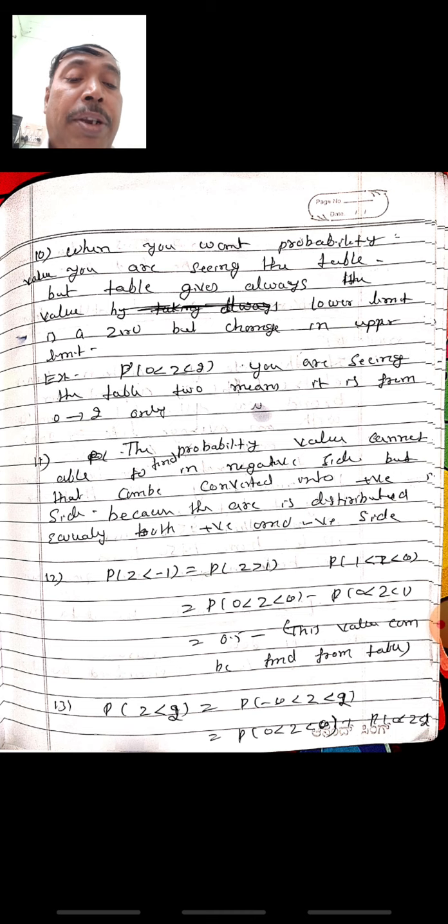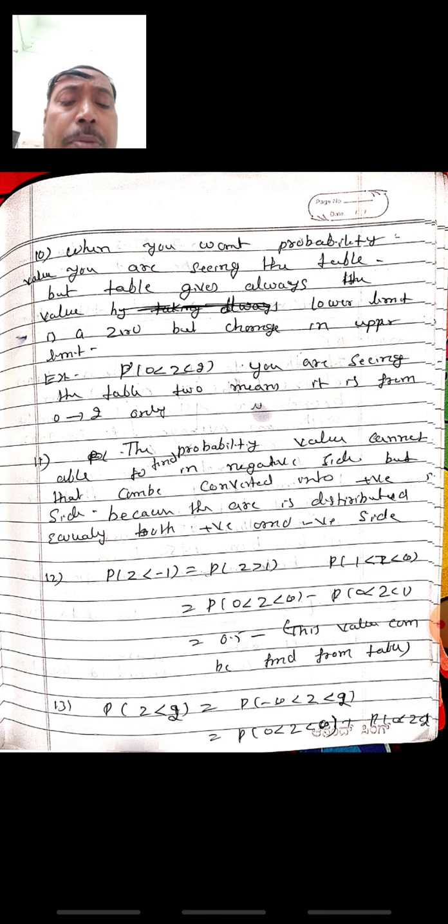But the probability of 0 to 1, you can see in the table. The table gives the probability from 0 to 1, meaning in the column you have to look at 1. That means it is from 0 to 1 only. That value comes, then subtract: 0.5 minus the probability of 1, then it gives 1 to infinity.